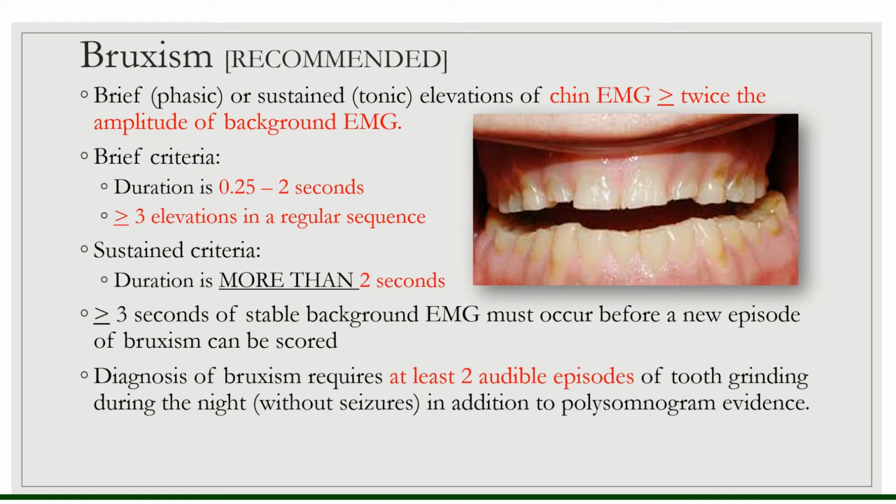So you can have the physical criteria on the polysomnogram, but you also have to have the audible criteria, at least two, where you can hear the patient actually grinding their teeth. Okay, it has to happen during the night without seizures, so it doesn't count if the patient is having a seizure. If they are grinding their teeth at least 2 times during the night, in addition to the polysomnogram evidence, then we can score either brief or sustained bruxism.